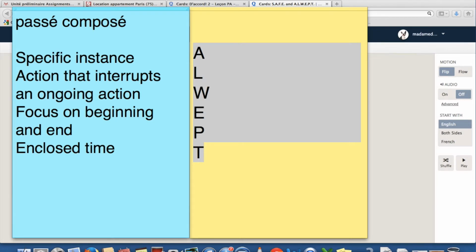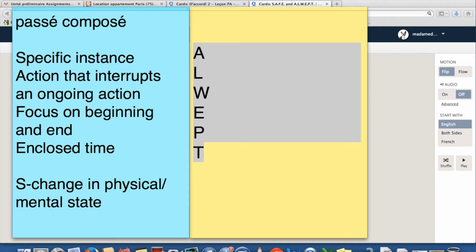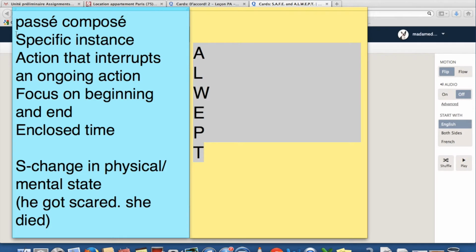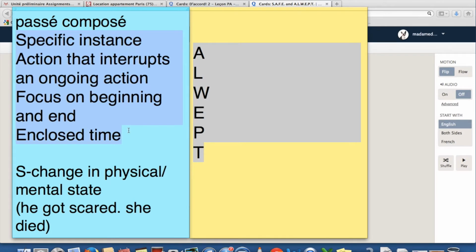The only other thing I would add to this is a change in physical or mental state. For instance, he got scared, or she died. These are all sudden things that happen all of a sudden. So that's what that means. That's when we're going to be SAFE, when we use passé composé.